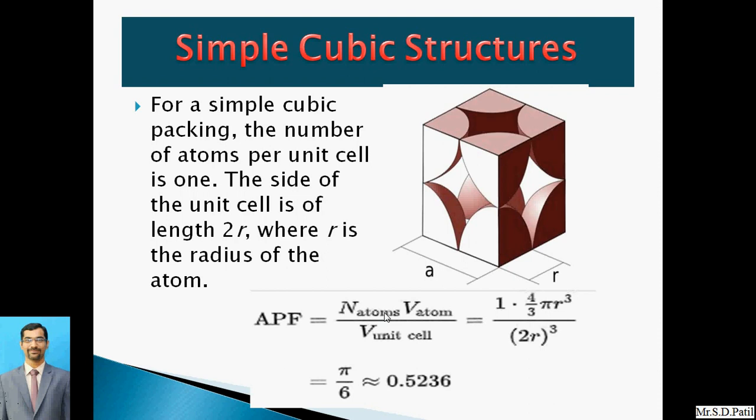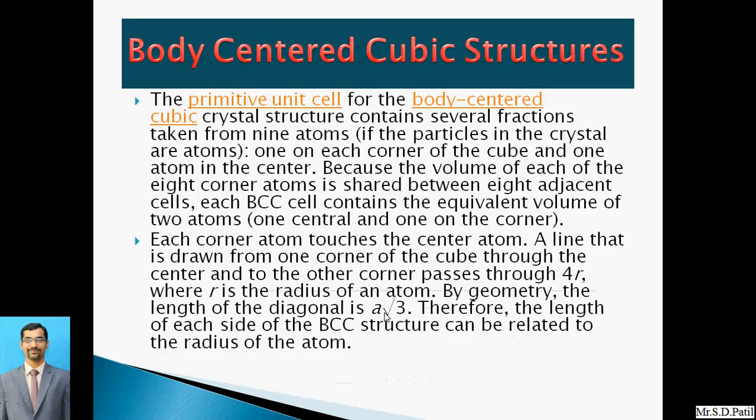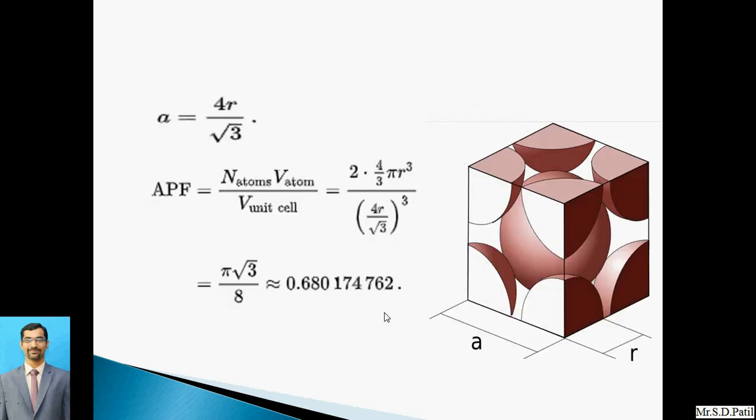This question might be asked in your examination. These questions are coming for your GATE examinations. So what is the APF for the simple cubic structure? In that case, you have to choose the option 0.52. Again, you have to consider those terms. Then for the BCC, the APF is 0.68. Again, this question might be there for the university examination: what is the APF, or calculate the APF for the BCC structure?